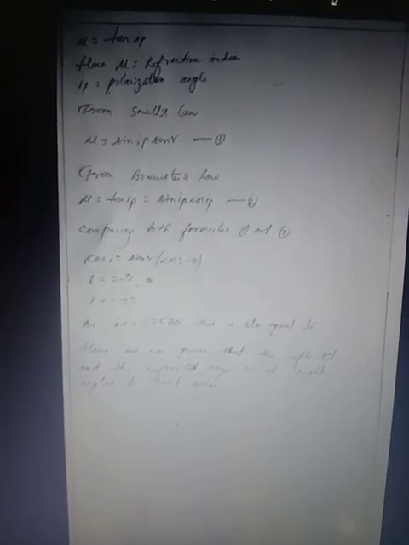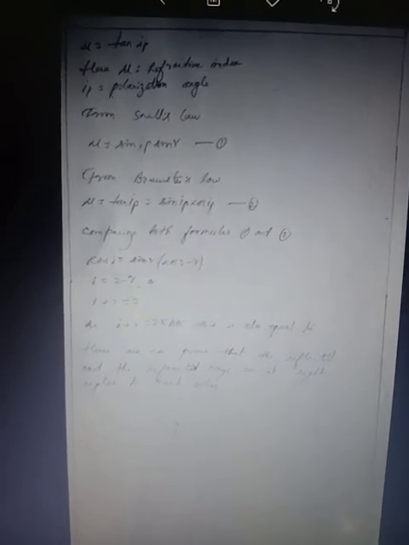From Snell's law, mu equal to sin IP by sin r. From Brewster law, mu equal to tan IP, tan IP equal to sin IP by cos IP. Comparing both formulas, cos IP equal to sin r, cos IP equal to sin of 90 minus r, IP equal to 90 minus r, IP plus r equal to 90 degrees. Hence, we can prove that the reflected and the refracted rays are at right angle to each other.